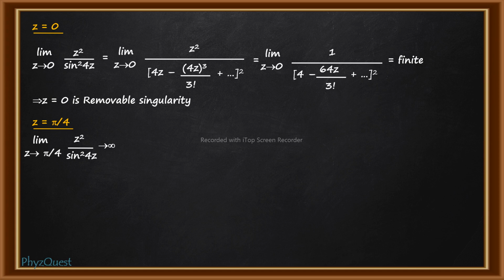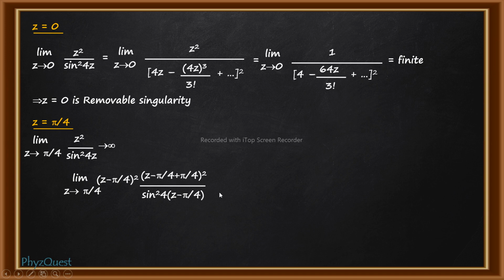But to confirm that, see, in the denominator we have the power 2, sine square 4z. So what we will do is we take limit z tends to pi by 4 of z minus z0 to the power m times f(z), as we have discussed. So here, z minus pi by 4 square into z square divided by sine square 4 into z minus pi by 4. So for this z square, we have written it like this: z minus pi by 4 plus pi by 4, and the denominator we definitely have to write as sine square 4 into z minus pi by 4.